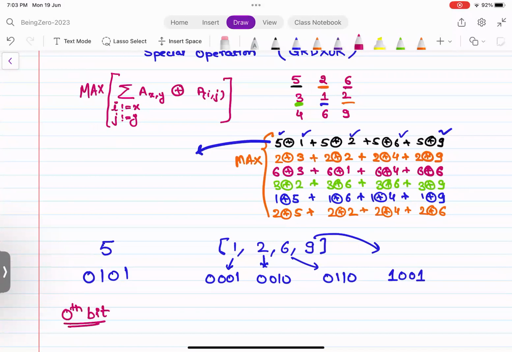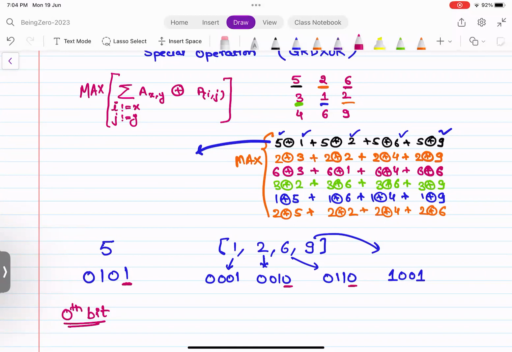What is the 0th bit of 5? One, it is set. Now this is a set bit. XOR of 5 with 1, 2, 6, 9: this bit will remain set only if you pick the numbers whose this bit is not set. Those are 2 and 6.